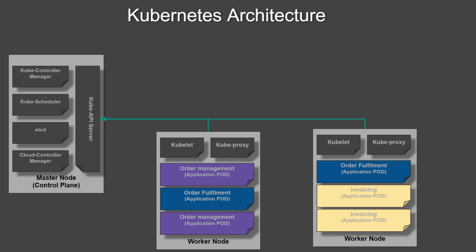Let us look into the Kubernetes architecture. In Kubernetes, the whole Kubernetes is divided into two parts. One is the control plane, the other one is the data plane. The node having the control plane is called master node, and the nodes having the data plane are called worker nodes. Control plane contains a bunch of components that control the state of the cluster.